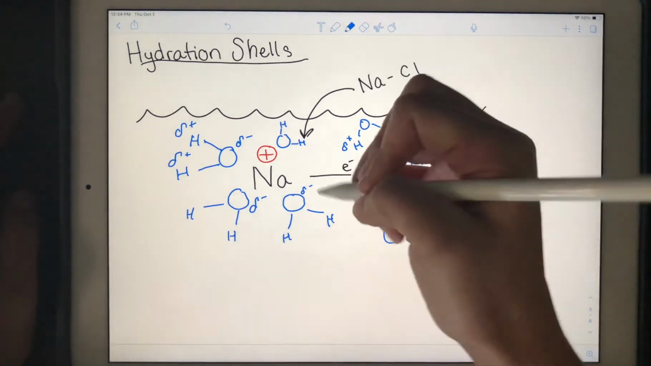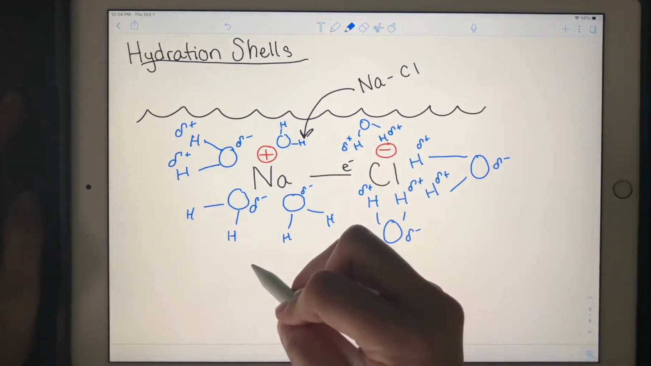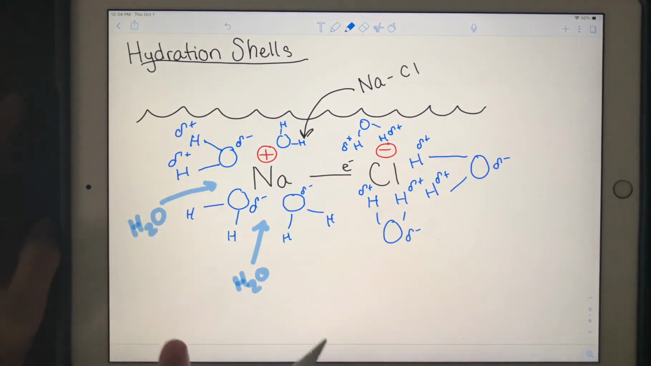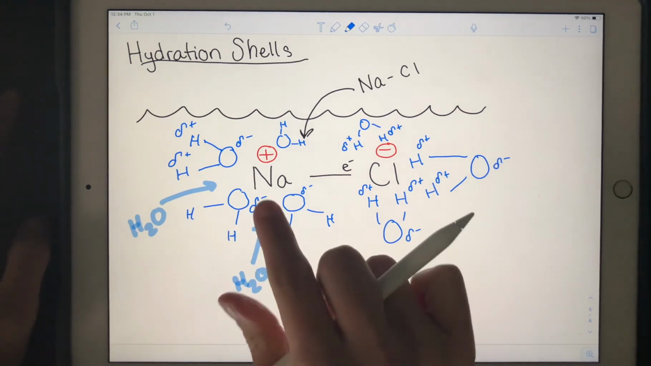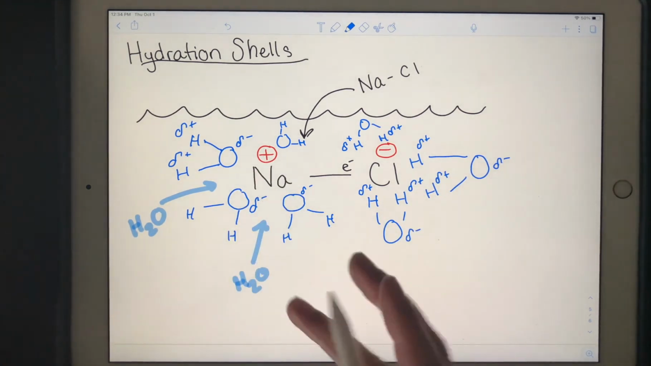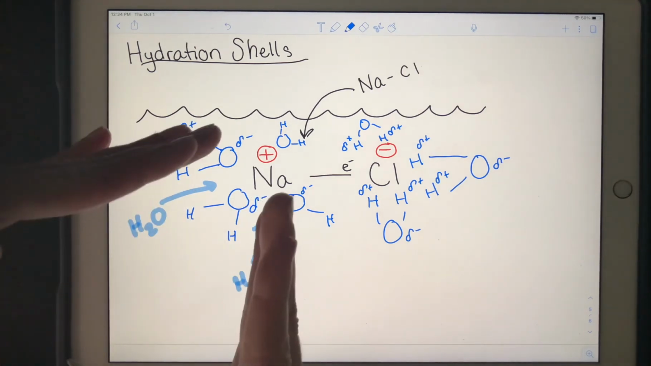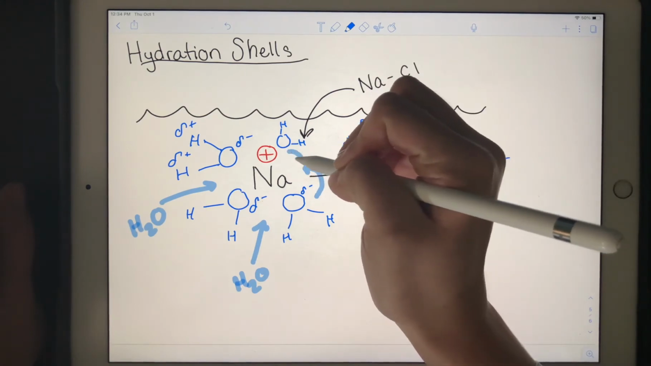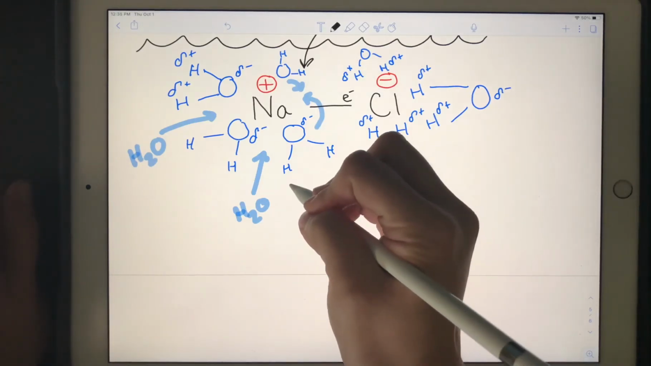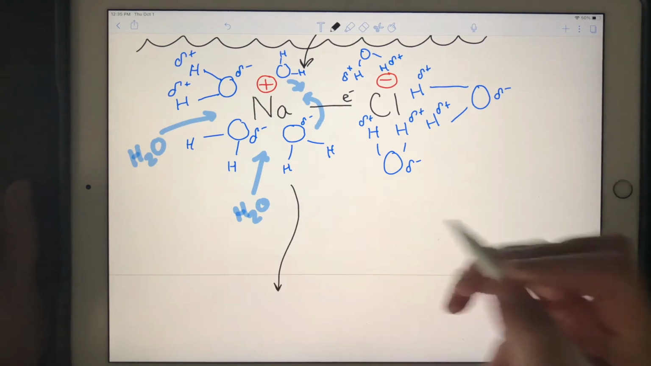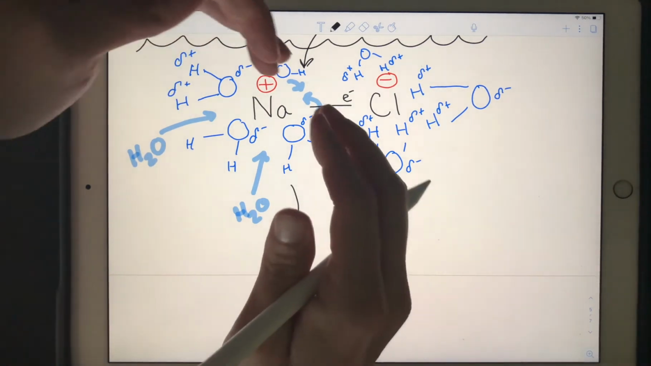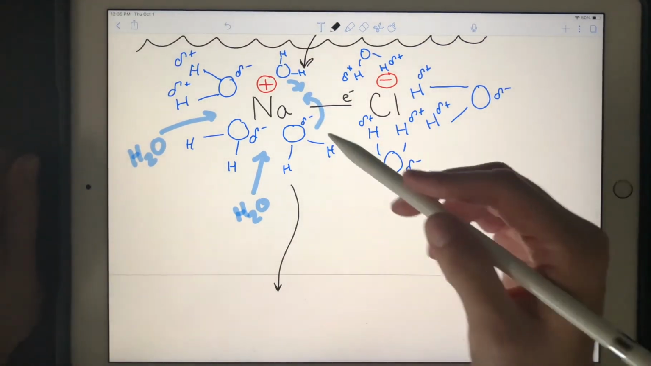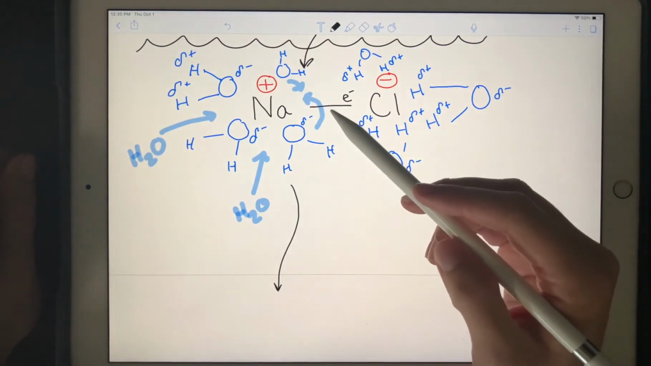What happens next is that more and more water molecules want to join in. More of those oxygens want to get a piece of this positive charge. And what happens is as these come in, shove their way in, these water molecules get shoved to the side. So as these water molecules get shoved to the side, they get shoved around the sodium. Those water molecules are strong enough to break this bond.